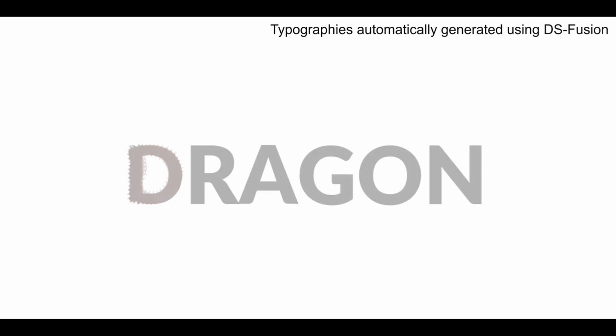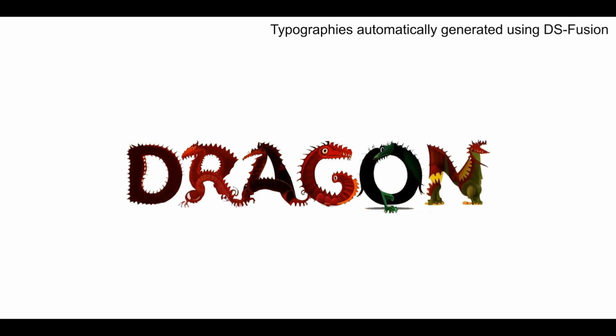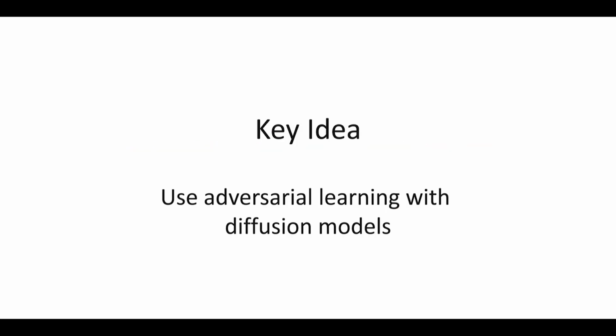Our model is coined DS Fusion for Discriminated and Stylized Diffusion. Our key idea is therefore to employ adversarial learning with diffusion to provide an implicit guidance to the generation.